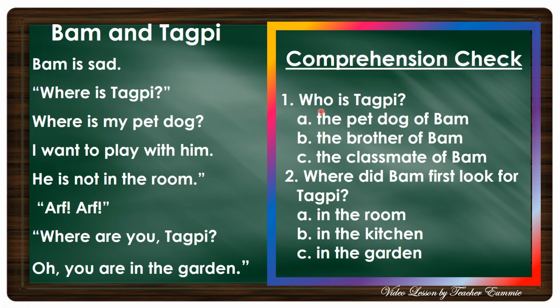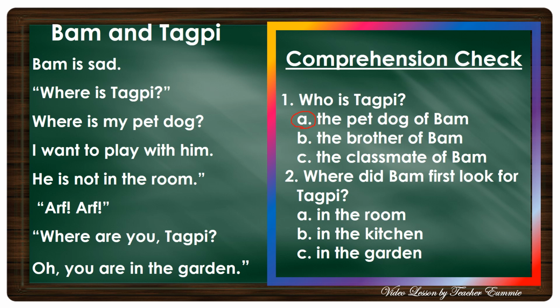Number 1. Who is Tagbi? Is it A, the pet dog of Bam, B, the brother of Bam, or C, the classmate of Bam? Okay, very good. The pet dog of Bam.